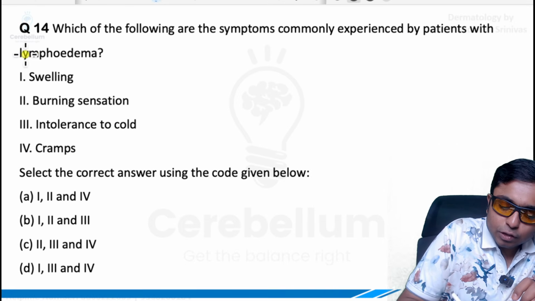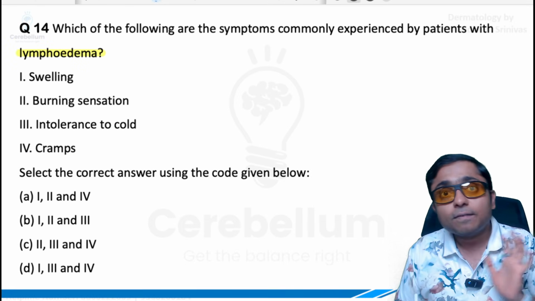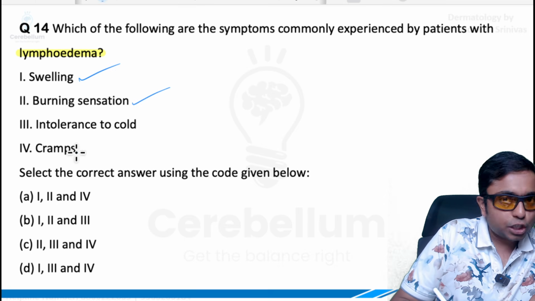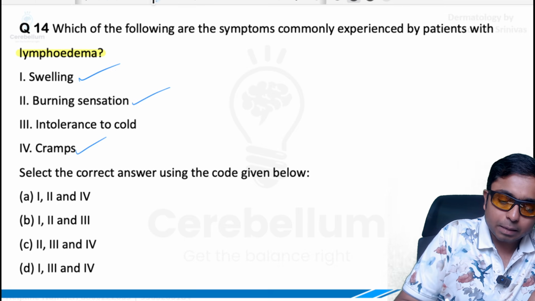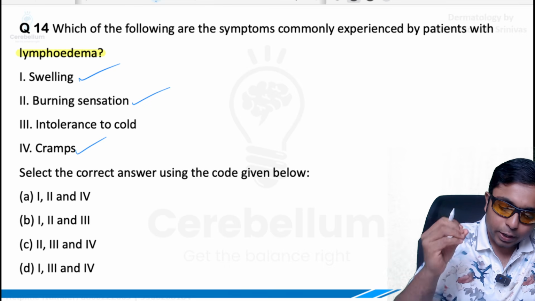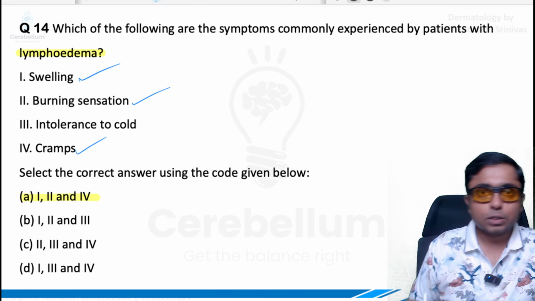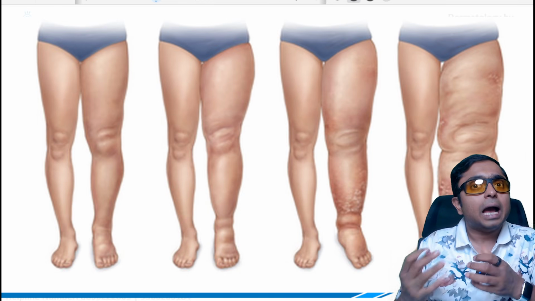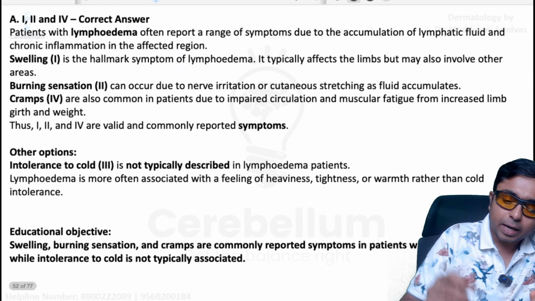Paper 2 question related to lymphedema. So remember, swelling will be there, burning sensation will be there, and also cramps will be there in the patients of lymphedema. So 1, 2 and 4, the correct answer is option A. So this is a clinical picture of a patient of lymphedema. And one more question related to this lymphedema.